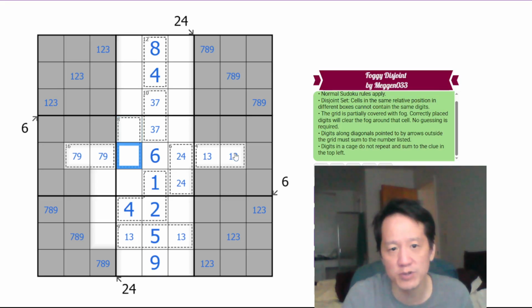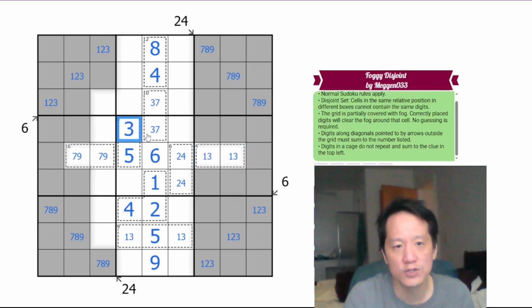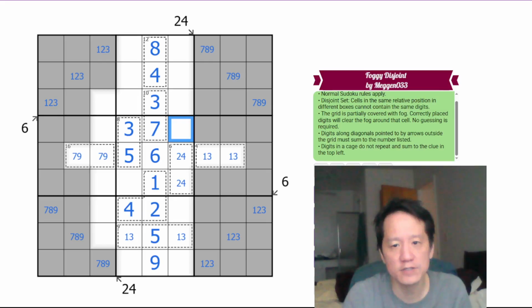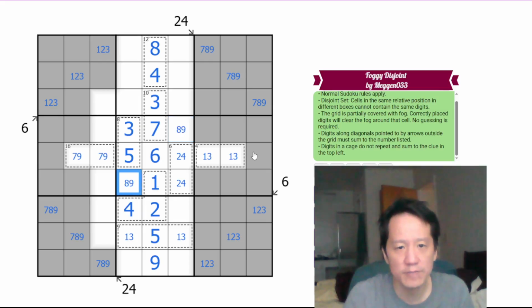And this can't be 3 because of the 1, 3 pair in the row. So this must be 5, which makes this a 3. Which means this can't be 3. This is a 7, which makes that a 3. The remaining digits in the center box are 8 and 9. So this is 8 or 9. This is 8 or 9.